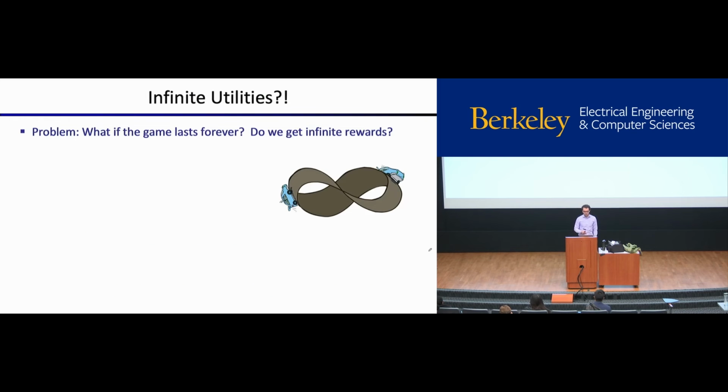Someone asked what happens when we have infinite rewards? Remember, the goal of all this is to take the action that maximizes our expected utility. If our expected utility is infinite for two different actions, how do I compare one infinity versus two infinities? These are things that we can't really compare anymore. So when rewards can be accumulated for an infinite amount of time, it gets unclear how we make action selection decisions.